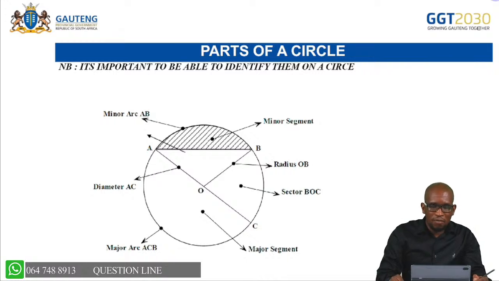These are parts of a circle. You can check there, you have your minor segment as well as the major segment. You have the radius labeled OB. You have the minor arc labeled AB. You have the diameter labeled AC. You have a major segment. You have a minor arc. And you have a sector, BOC. Those are parts of the circle that are important to know. Right, moving on.